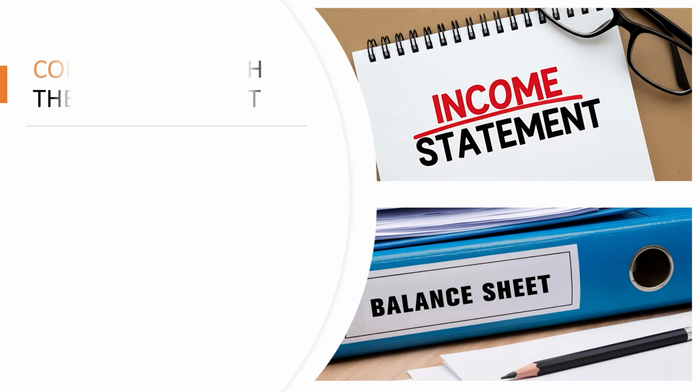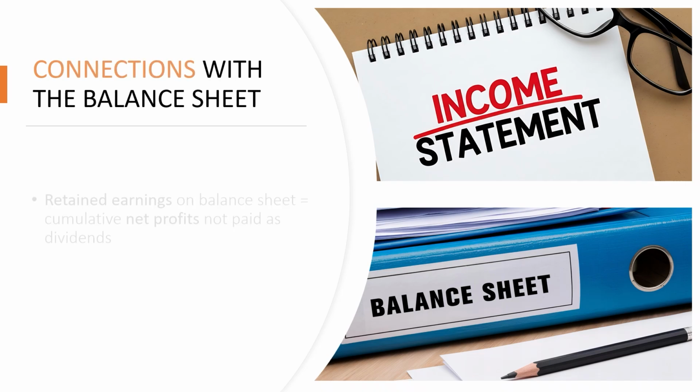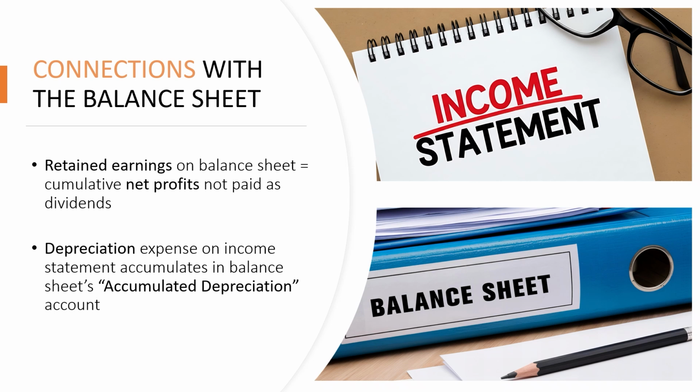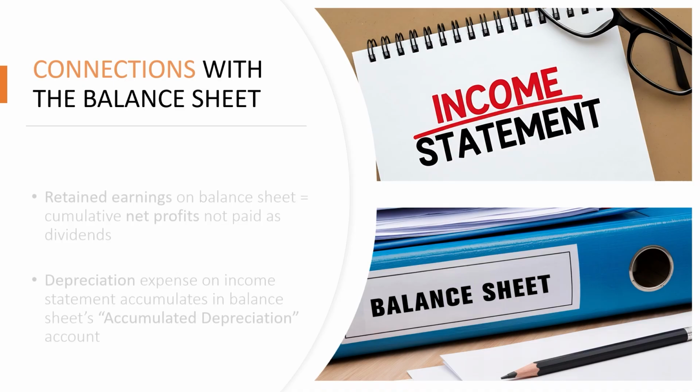The income statement has important connections with the balance sheet through earnings and depreciation. Earnings that are not paid out are added to the equity section of the balance sheet. Meanwhile, the depreciation expense that is subtracted on the income statement is added or accumulated in the accumulated depreciation account on the balance sheet. These connections show how the two financial statements work together.